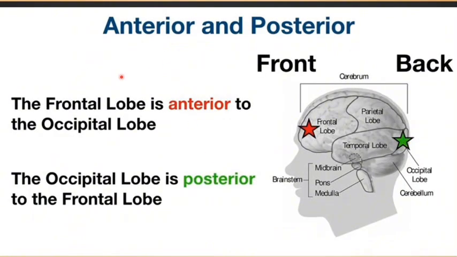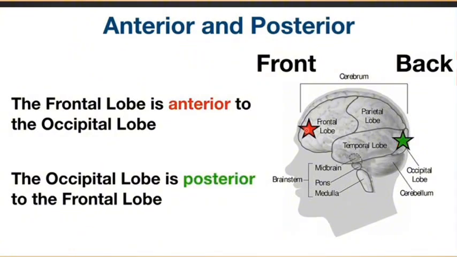So the frontal lobe is anterior to the occipital lobe. So this is the brain. These are the lobes: frontal lobe, parietal lobe, temporal lobe, and this lobe here is called the occipital lobe. This is the cerebellum. This is the occipital lobe. So we are comparing this lobe and this lobe.